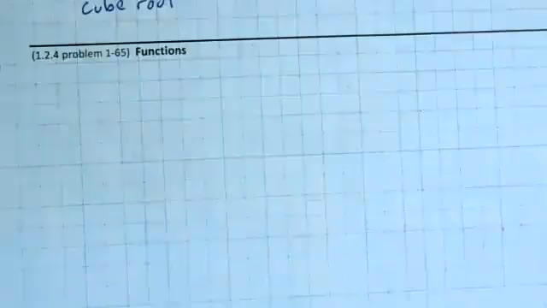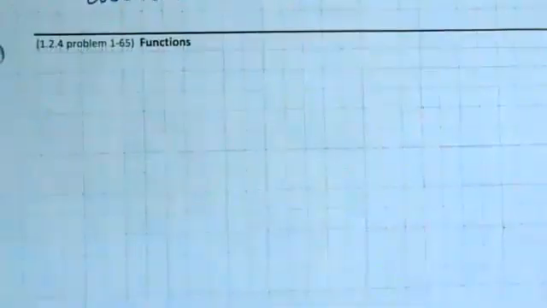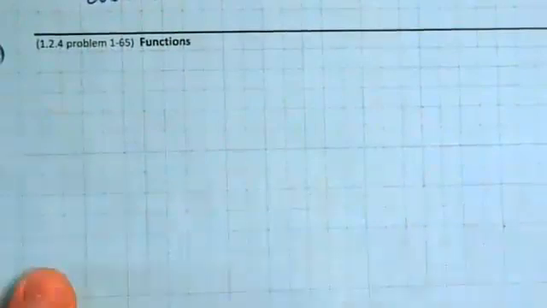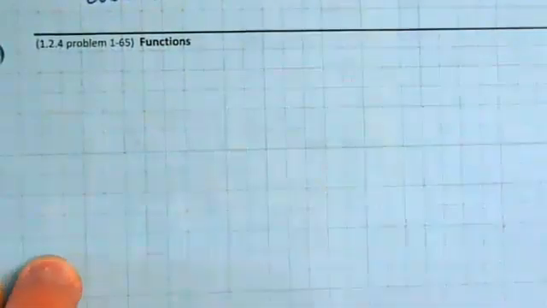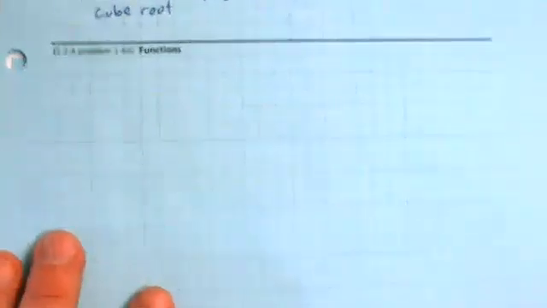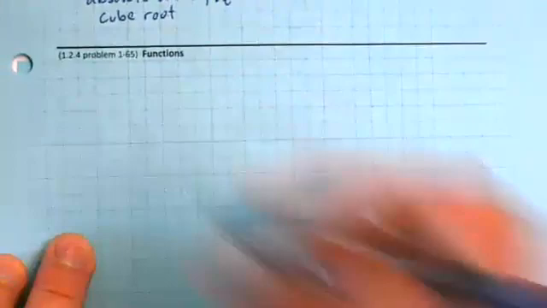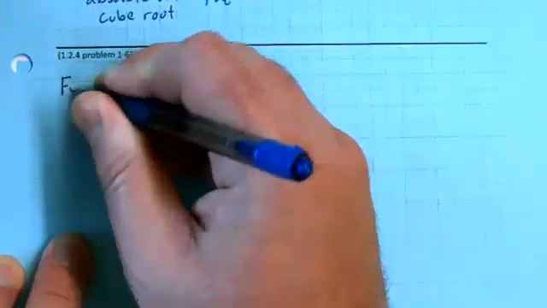All right, while this is fresh in our mind, let's get to our blue packets where it says functions. And we're not going to use up this whole space because we need about half of this space for domain and range. So don't write too big. But right now, let's write some notes down on function notation.